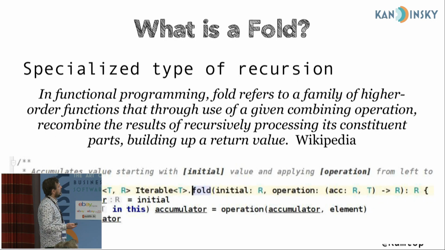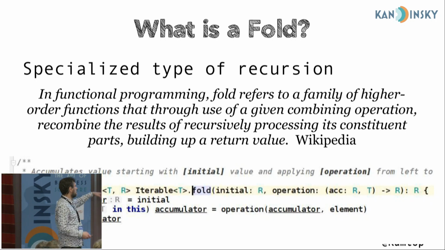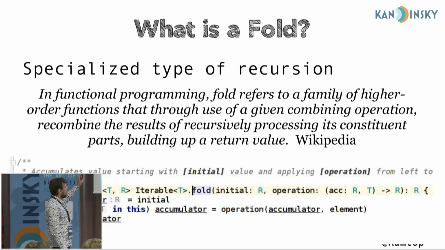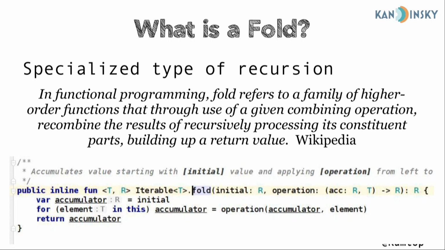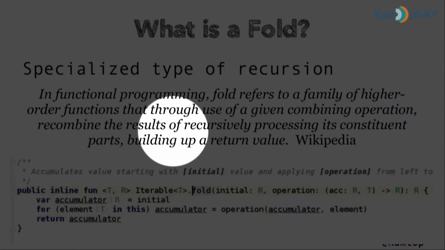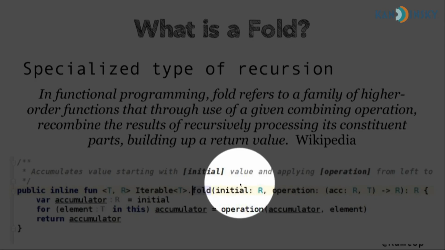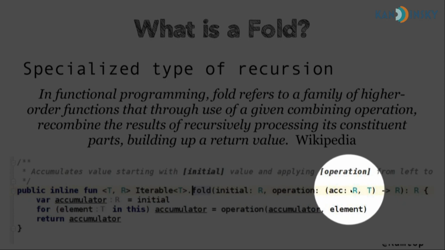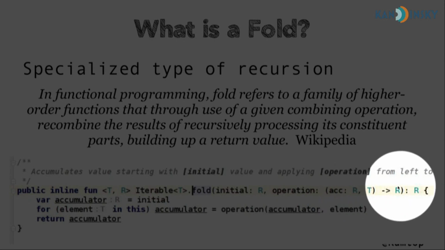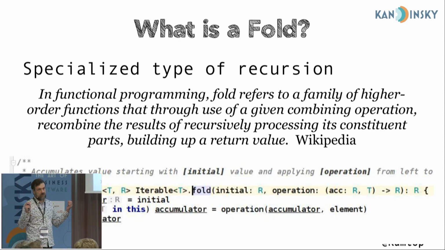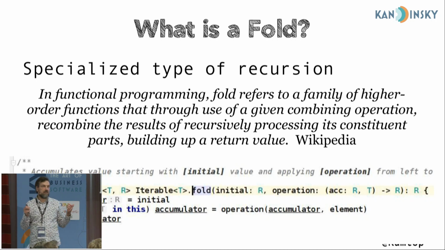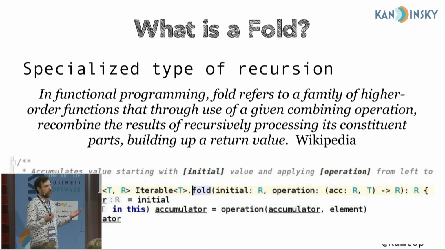And the idea of the fold, and this is also Kotlin syntax, is that you have an initial state, and you have an operation that takes an initial state and something else, and then returns a new state. I'm just reading basically this. So this is the initial state. This is the operation that takes the initial state and something else, and then returns the new state. And this is something else. In this case, for example, it can be the same type.